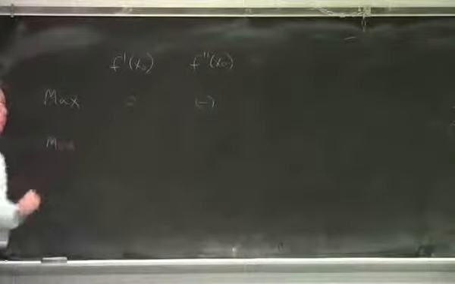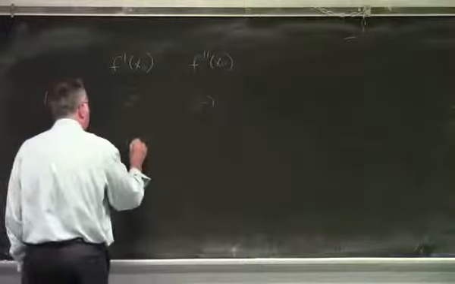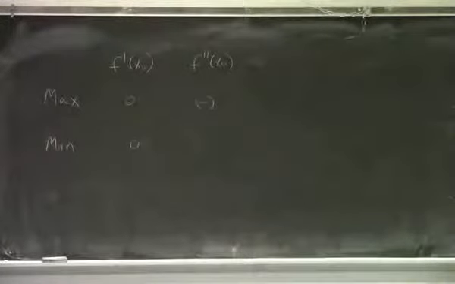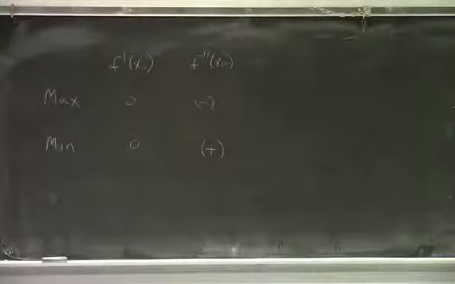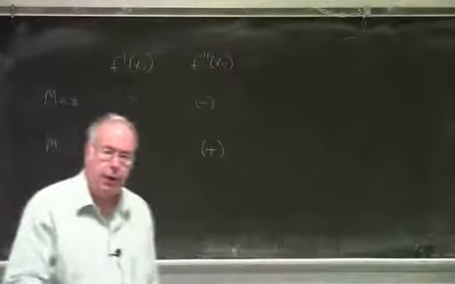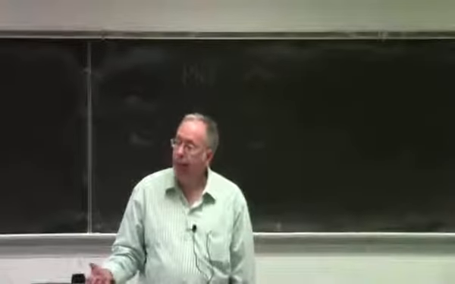Okay. For a minimum, what you require is that the first derivative be 0, and a sufficient condition for you to have a minimum is that the second derivative be positive. So this configuration right here is a sufficient condition for a maximum and minimum. First derivative be 0 in both cases, and for a maximum, second derivative be negative. For a minimum, second derivative be positive. And this is referred to as the sufficient conditions for a minimum and a maximum.